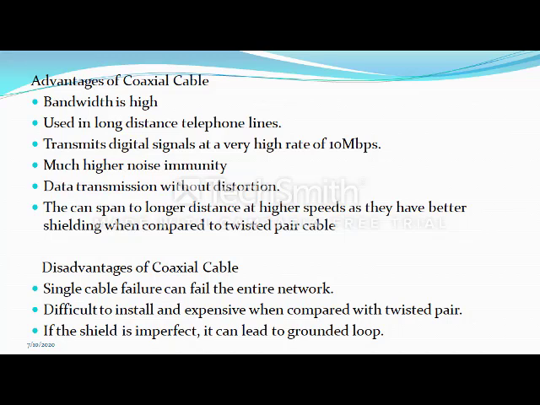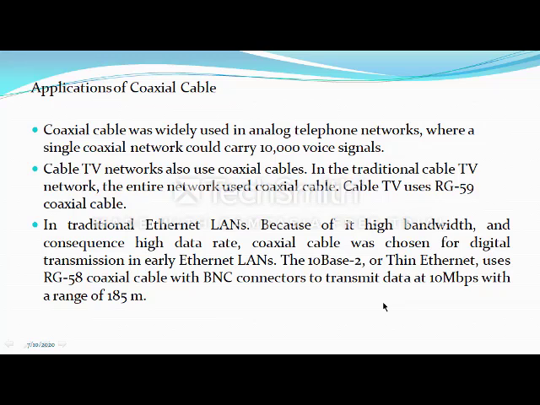There are some disadvantages also. What are the disadvantages of coaxial cable? A single cable failure can fail the entire network. It is difficult to install and expensive compared to twisted pair. If the shielding is not perfect, there may be chances of creating ground loops.